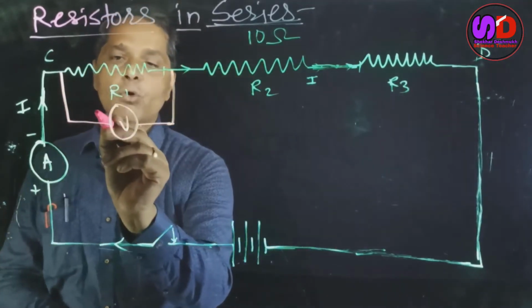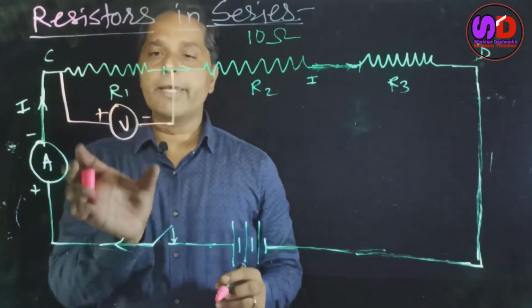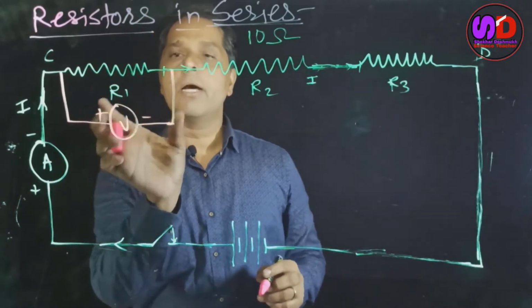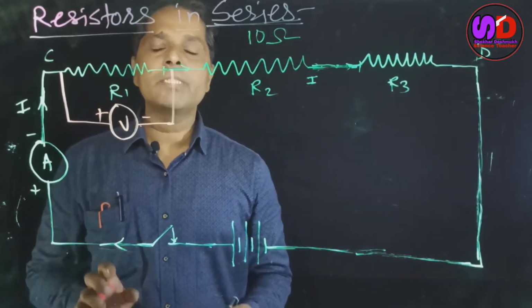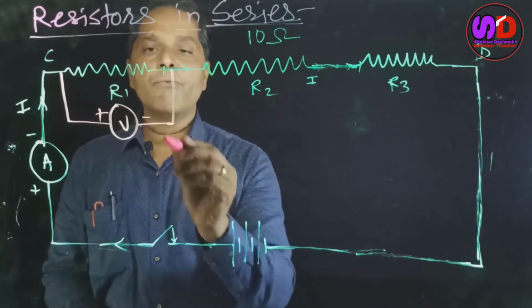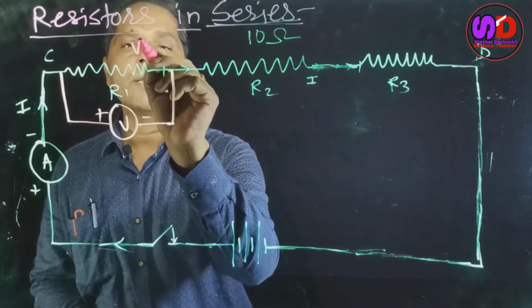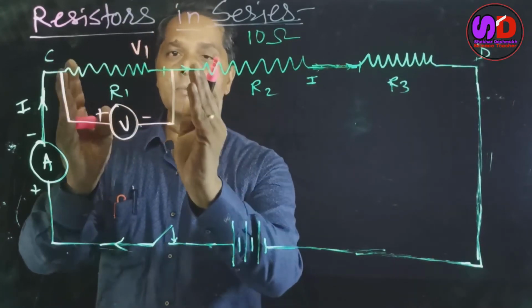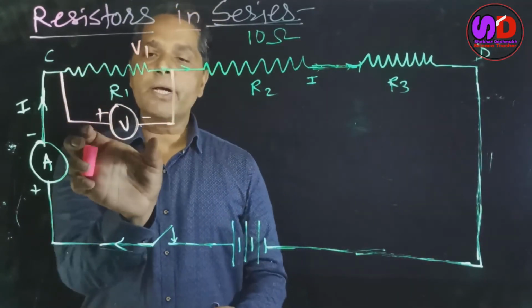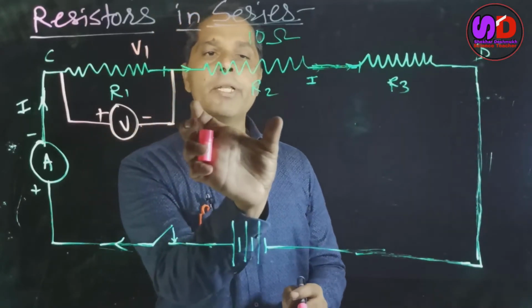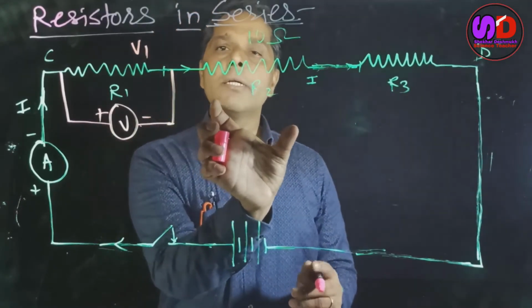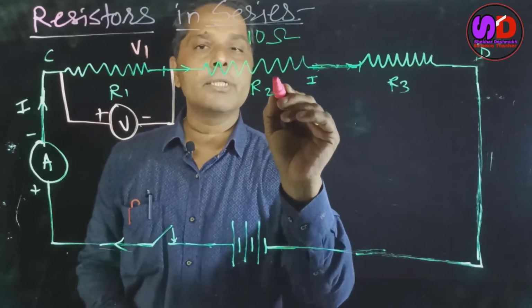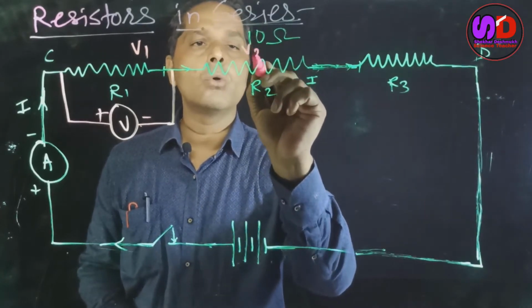So if we connect a voltmeter here, then we can measure the potential difference across R1. Suppose we take it as V1. Suppose V1 is the potential difference within R1, that means between these 2 points. If we connect the same voltmeter here, then we get a different potential difference. Suppose it is V2.